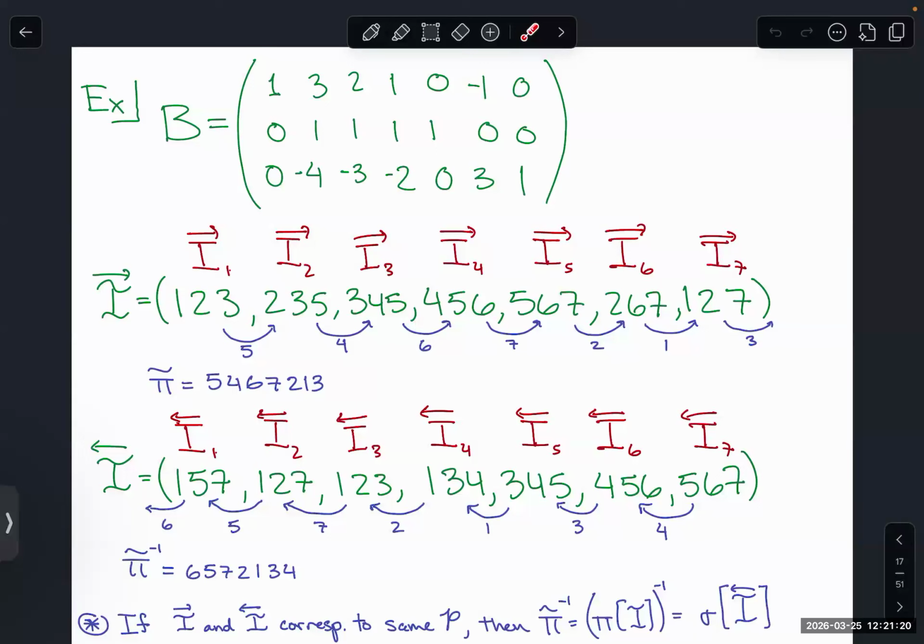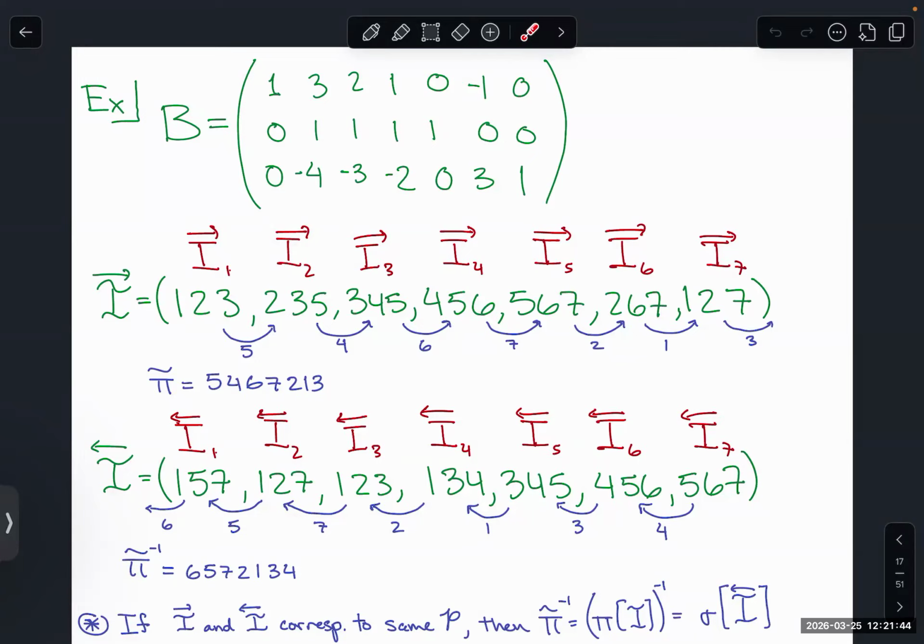With the reverse Grassmann necklace, we have the exchange relations happening to the left instead of to the right, but this also gives us an inverse. I'm calling it pi tilde inverse, and this is 6, 5, 7, 2, 1, 3, 4. And you may notice that these are honest to goodness S_n inverses.